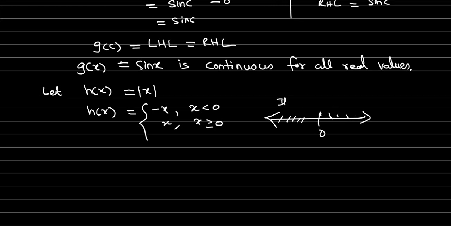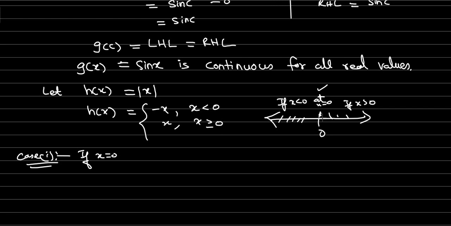In case 1, if x is less than 0, we are going to check the continuity. Then at x equal to 0, we are going to check the continuity. Then if x is greater than 0. If it is continuous in all the cases, then we can say the complete modulus of x is continuous for all the real values. Now let's start with case 1, if x is exactly 0.